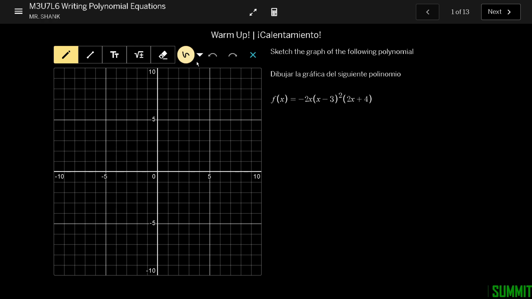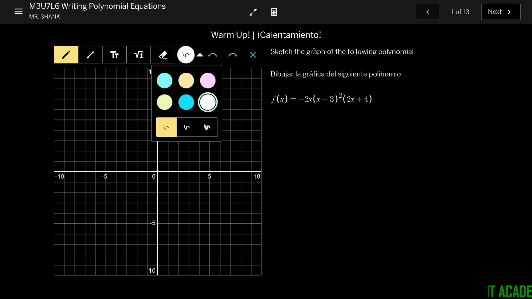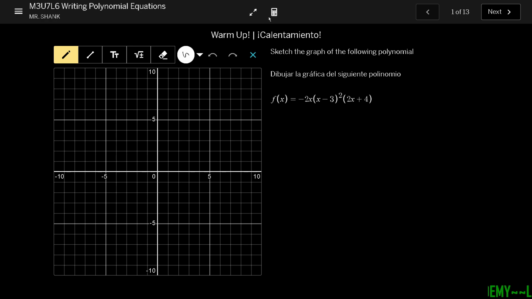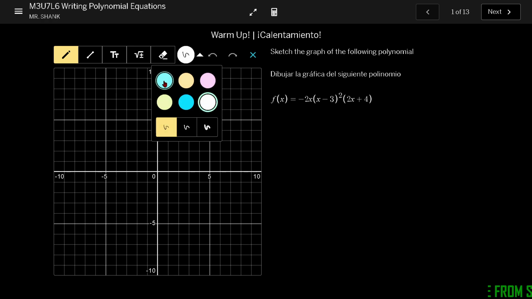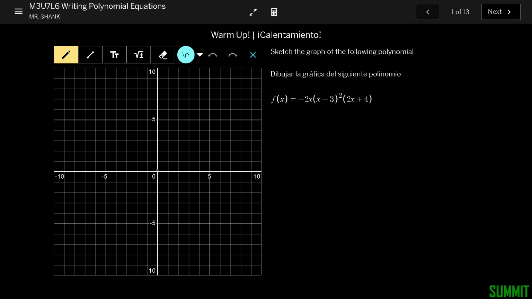So what I can do here is sketch out my x-intercepts. I can also use the graphing calculator right away, but I can also follow these steps. I have the negative 2x by itself. Since I don't have anything plus or minus, that means it just goes through 0, 0. So I'm going to graph out one of my roots, meaning x-intercepts, solutions, zeros: x-intercepts, roots, solutions, zeros.